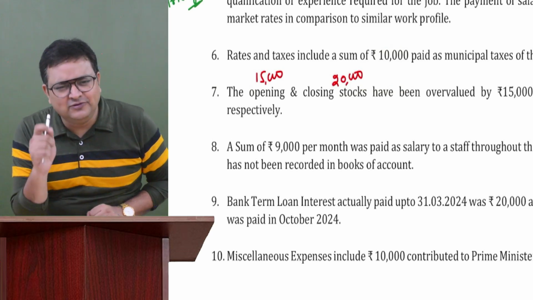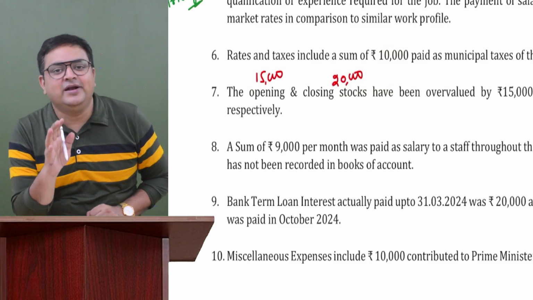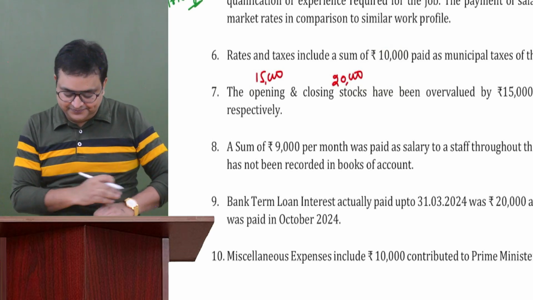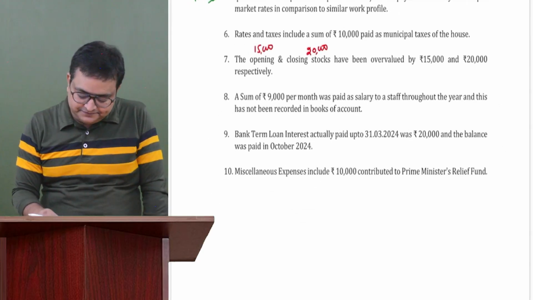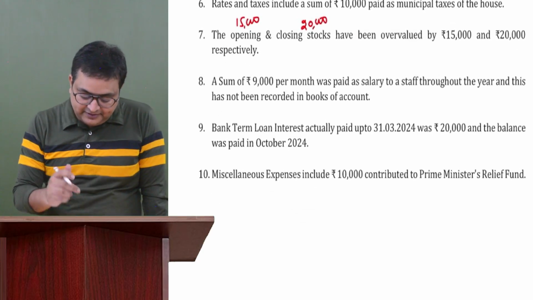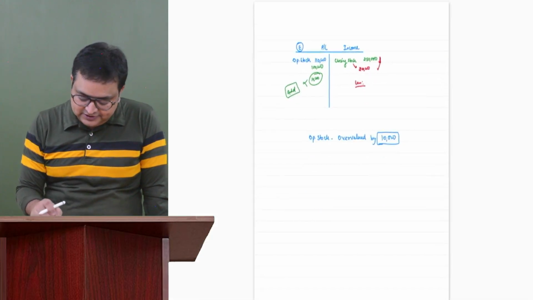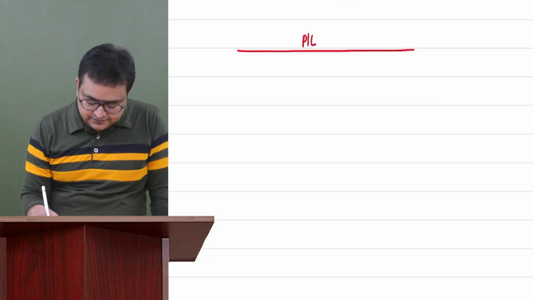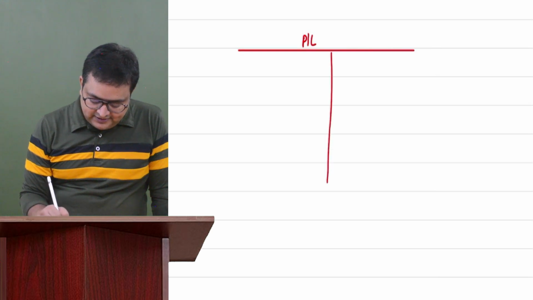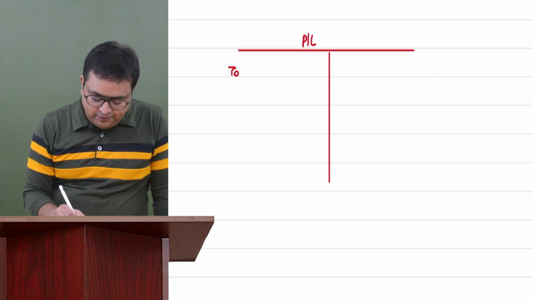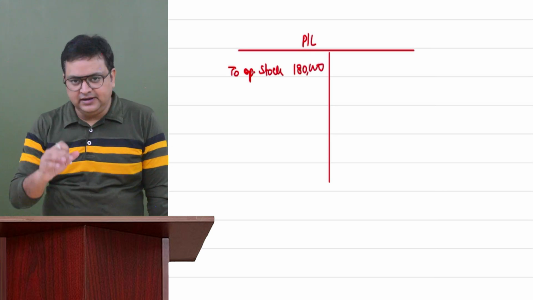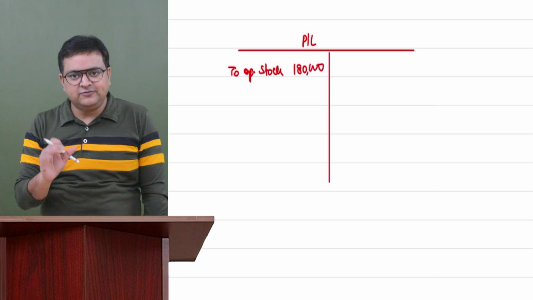And this opening and closing stock adjustment is frequently repeated in examinations. Sometimes they can give you such points also. Let's say they have mentioned this is the P&L account. Let's say they have mentioned opening stock as 1,80,000. Right? In the P&L account, the opening stock was shown as 180.